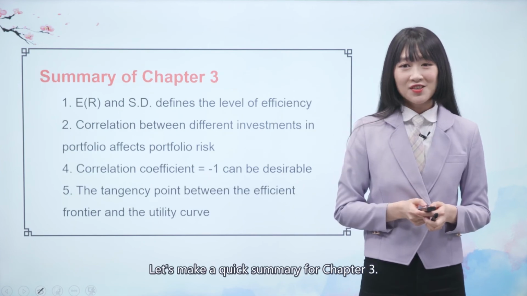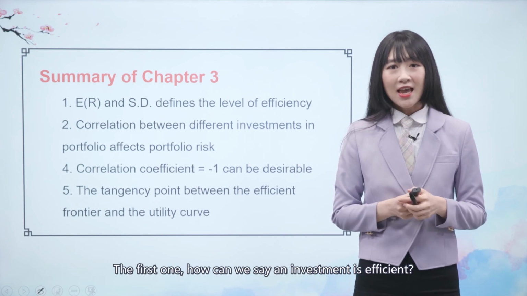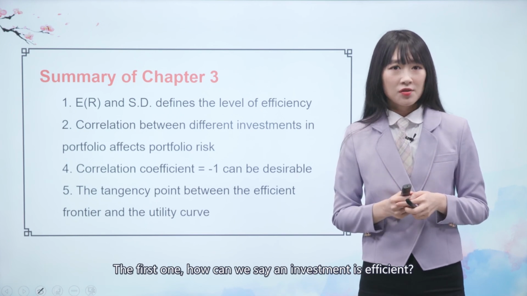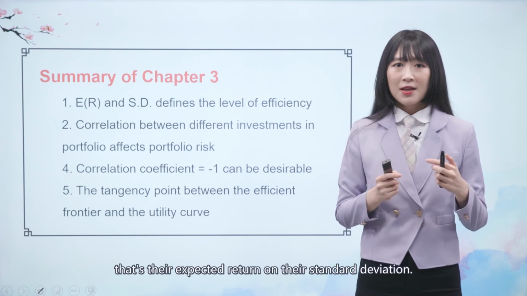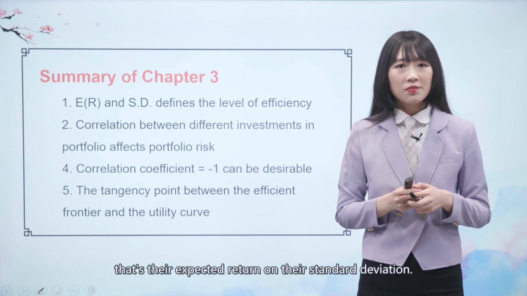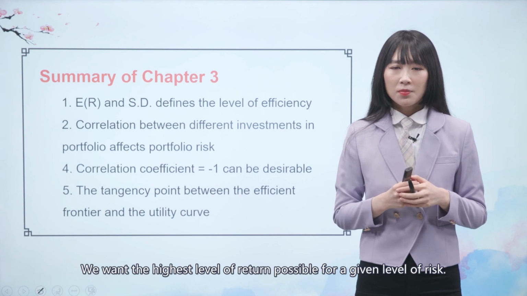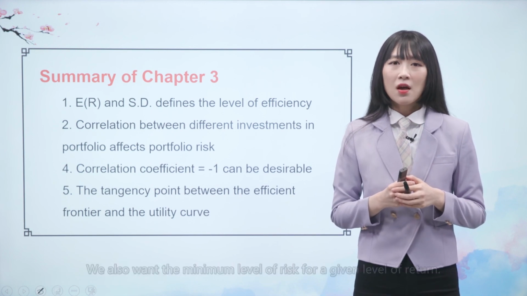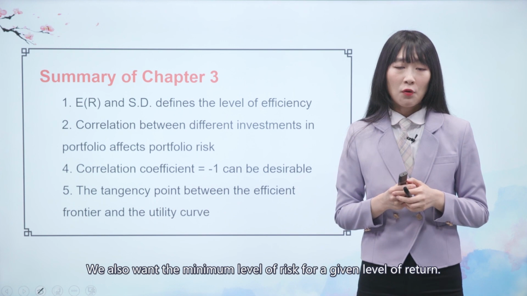Let's make a quick summary for Chapter 3. The first one, how can we say an investment is efficient? We look at their risk and return. That's their expected return and their standard deviation. We want the highest level of return possible for a given level of risk. We also want the minimum level of risk for a given level of return.